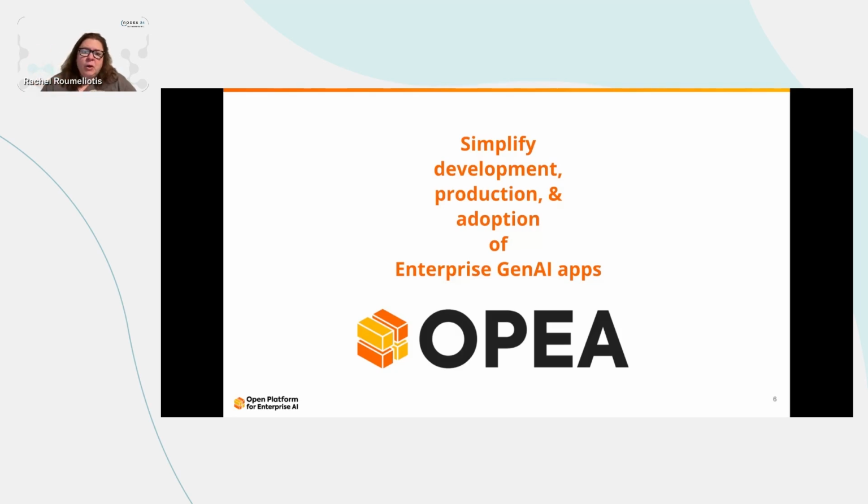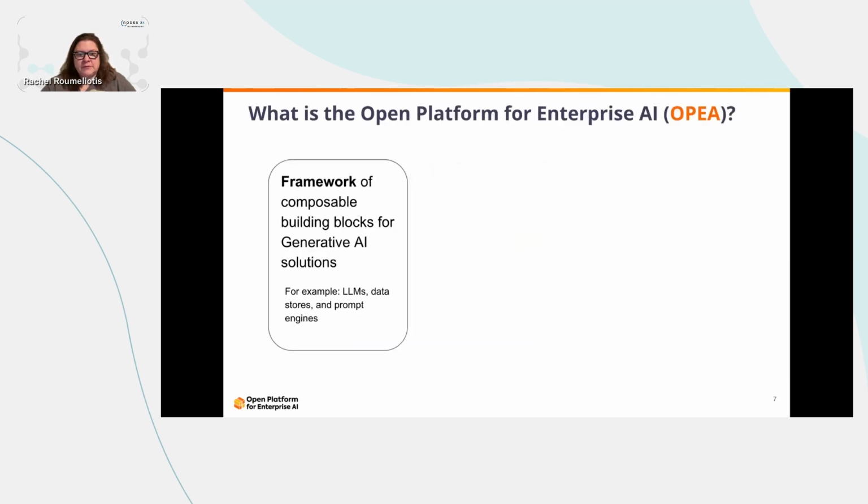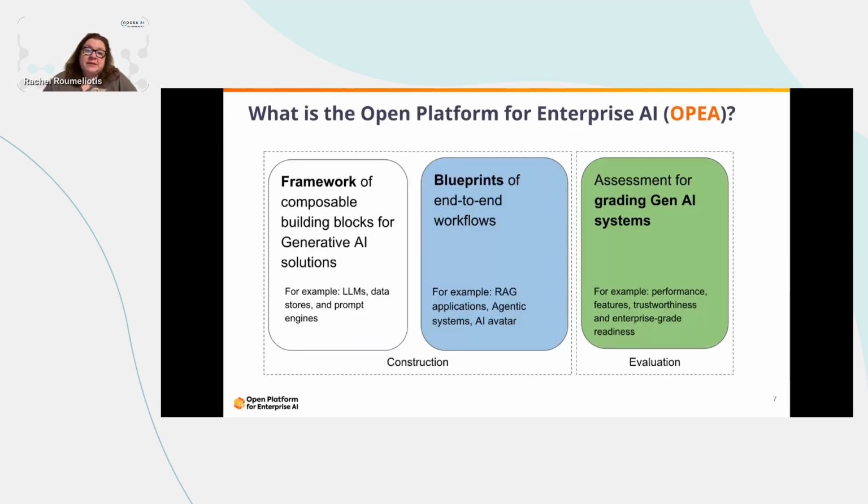So OPEA came along and is hopefully what you will see is a framework for how to pull this together, right? So basically, it's a framework of these composable building blocks. So if you remember the workflow that we saw in the previous slide, it showed different pieces, right? So basically, all of those different pieces can be swapped out depending on your needs or what you're familiar with or what you already have in your ecosystem.